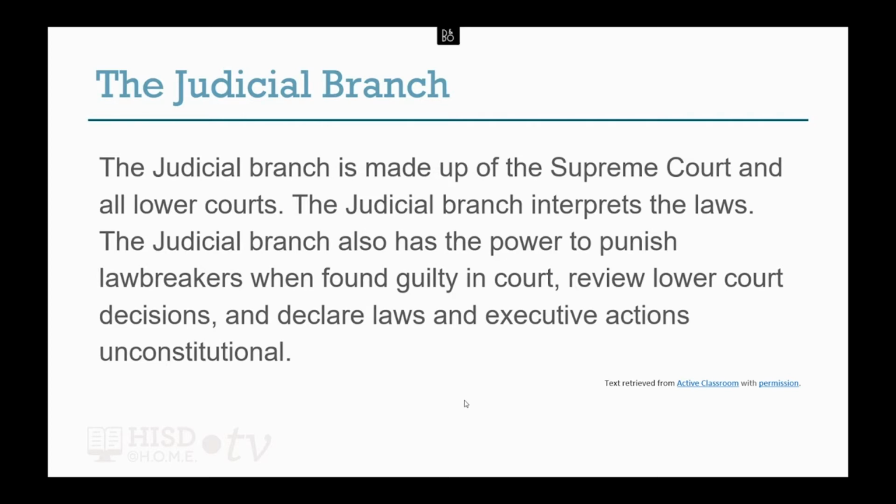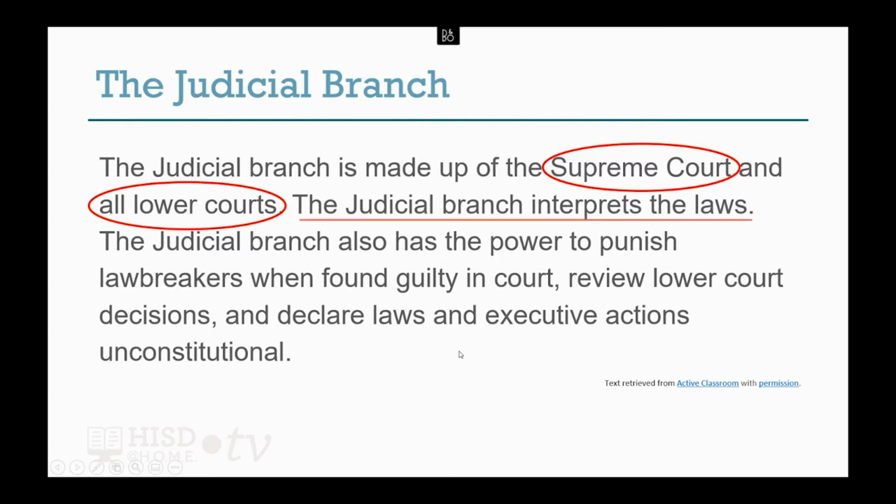All right, time's up. So hopefully you guys figured out that the judicial branch is made up of the Supreme Court and all lower courts. And the main duty of the judicial branch is to interpret the laws, right? One way to think about this is the word judicial. It has the same beginning or the same root as the word judge. So the judicial branch is made up of judges that work in court.